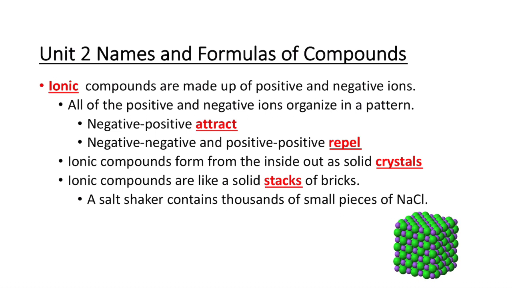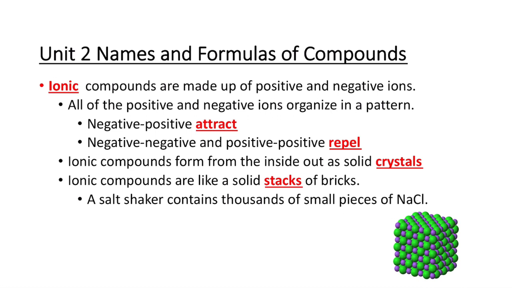So this should all be review from Science 9. However, we're going to go through it as if you have kind of a vague idea of it, but you don't really remember a lot. Okay? So ionic compounds are made up of positive and negative ions, so metals and nonmetals.